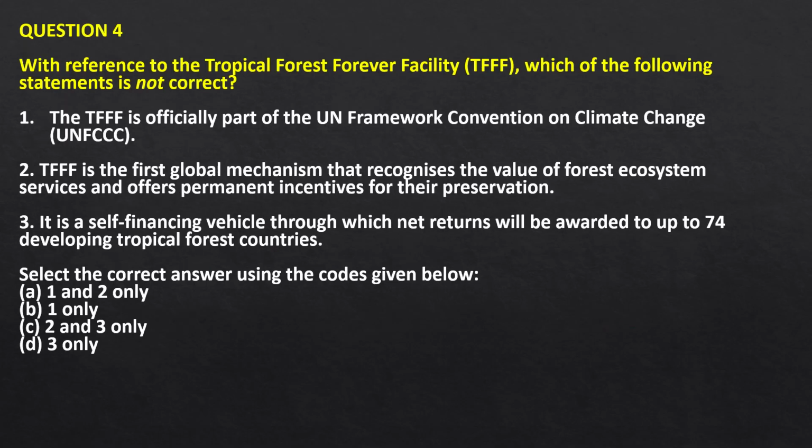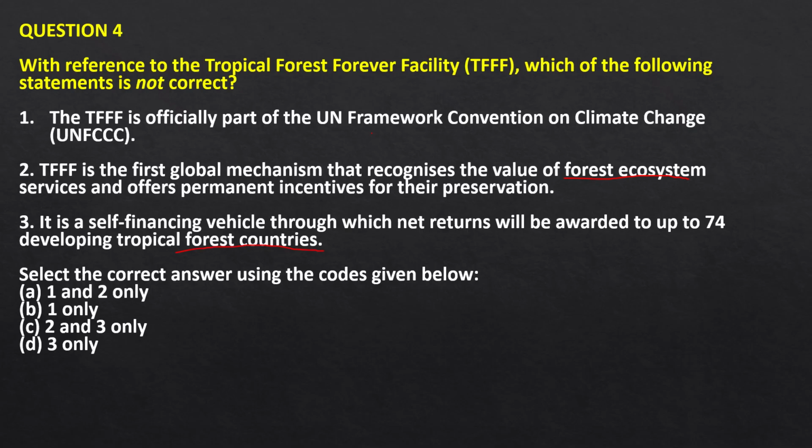Question number 4. With reference to the Tropical Forest Forever Facility, which of the following statements is not correct? Statement 1. The Tropical Forest Forever Facility is officially part of the UN Framework Convention on Climate Change. Statement 2. Tropical Forest Forever Facility is the first global mechanism that recognizes the value of forest ecosystem services and offers permanent incentives for their preservation. Statement 3. It is a self-financing vehicle through which net returns will be awarded to up to 74 developing tropical forest countries.